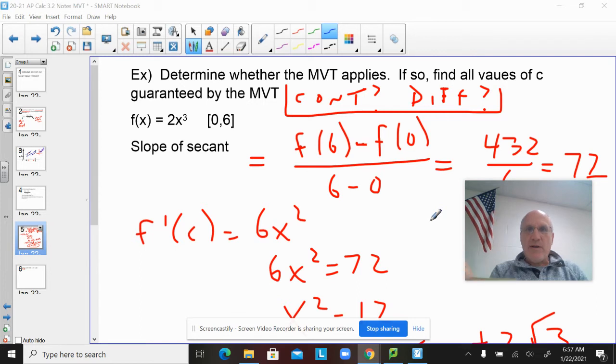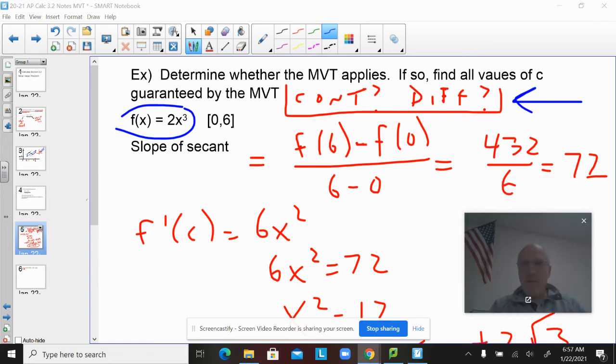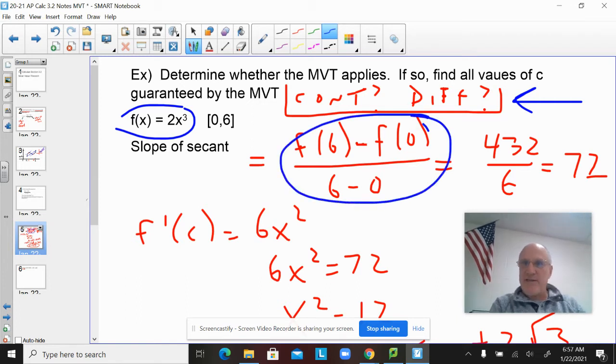So, and I apologize for writing a slide, but this line here just says, is it continuous on the interval from 0 to 6 and differentiable on the open interval from 0 to 6? Well, this function is a polynomial, and they're continuous and differentiable everywhere. So yes, the mean value theorem applies. So first we find the slope of the secant line, which is right here, f of 6 minus f of 0 over 6 minus 0.